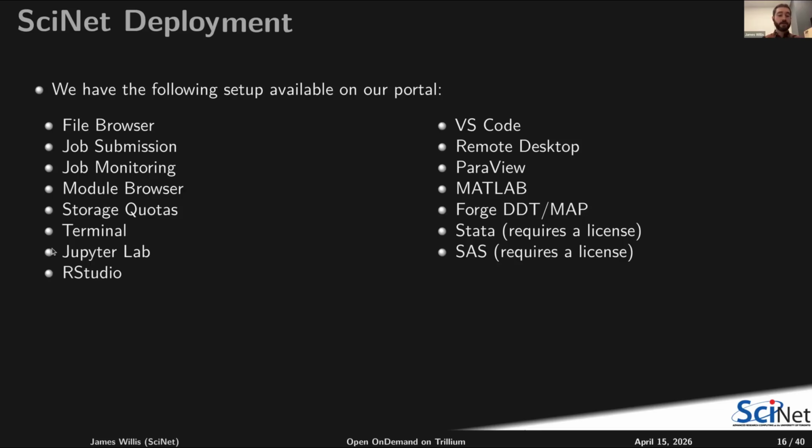Then we have JupyterLab apps, RStudio servers, VS Code servers. You can access remote desktop, remote on demand. Then we have Paraview. We'd recently added MATLAB because we have a license now from the University of Toronto. And we also have access to a debugger called DDT and a subsequent profiler called MAP. And we have some licensed software. So if you have a license for Stata or SAS, you can also use it on Open On Demand. We just need to know ahead of time and we can set that license up for you.